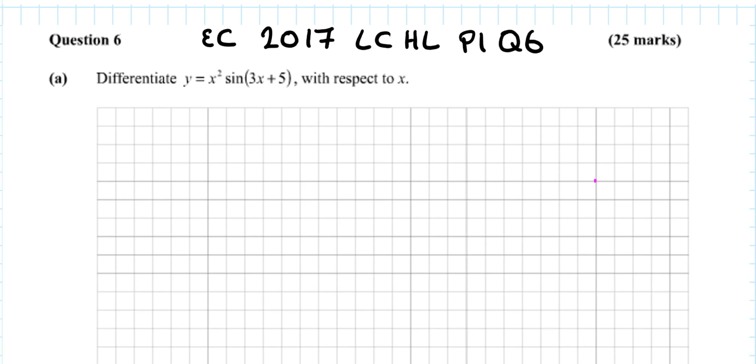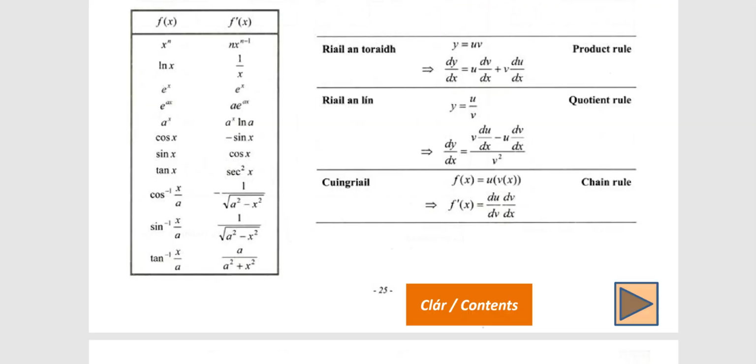Okay, so ExamCraft 2017, Leaving Cert Higher Level Maths, Paper 1, Question 6. Differentiate y is equal to x squared sine of 3x plus 5 with respect to x. Remember this is going to be the product rule because it's two terms being multiplied together. So from our log tables, u is the first, v is the second, then it's u dv dx plus v du dx.